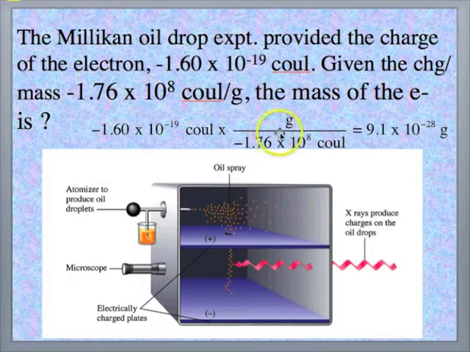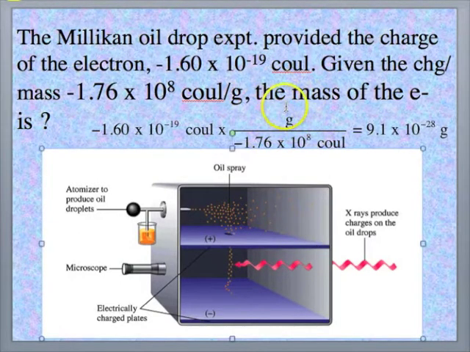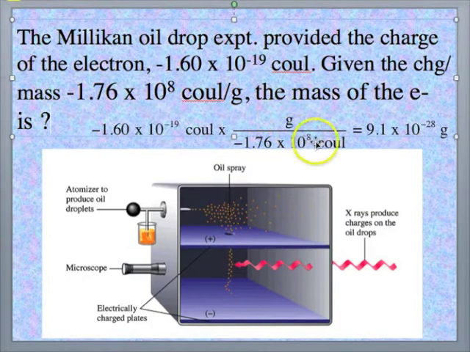Reversing the ratio of coulombs per gram, putting grams in the numerator and coulombs in the denominator, coulombs will cancel out and we'll be left with 9.1 times 10 to the minus 28 grams. That's really small.